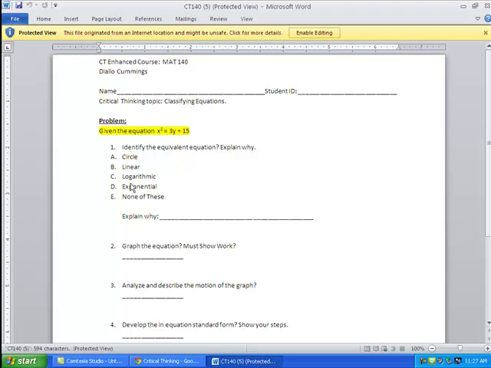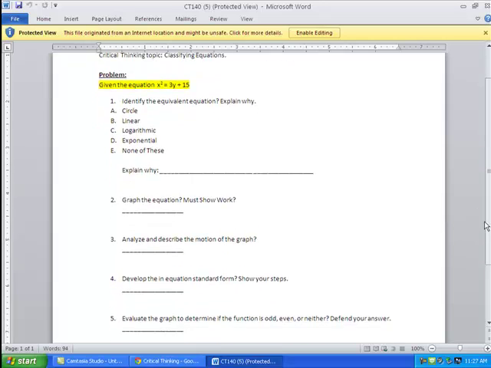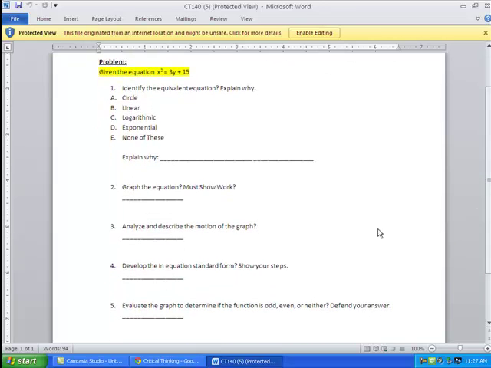The critical thinking assignment deals with classifying equations. In this particular assignment, there are 5 questions, and each question is related in some way to the rubric, as we'll see in just a second. We're given the equation x squared is equal to 3y plus 15, and we're asked to identify the equivalent equation, and we're also asked to explain why.